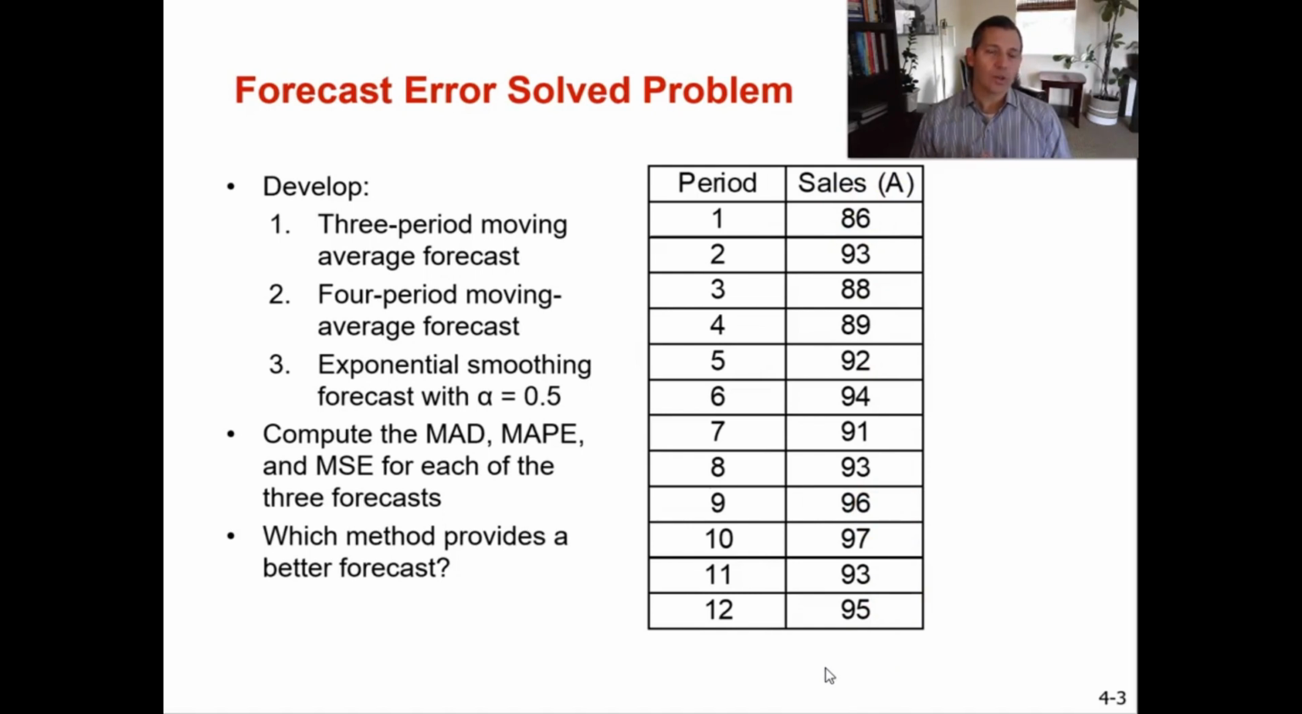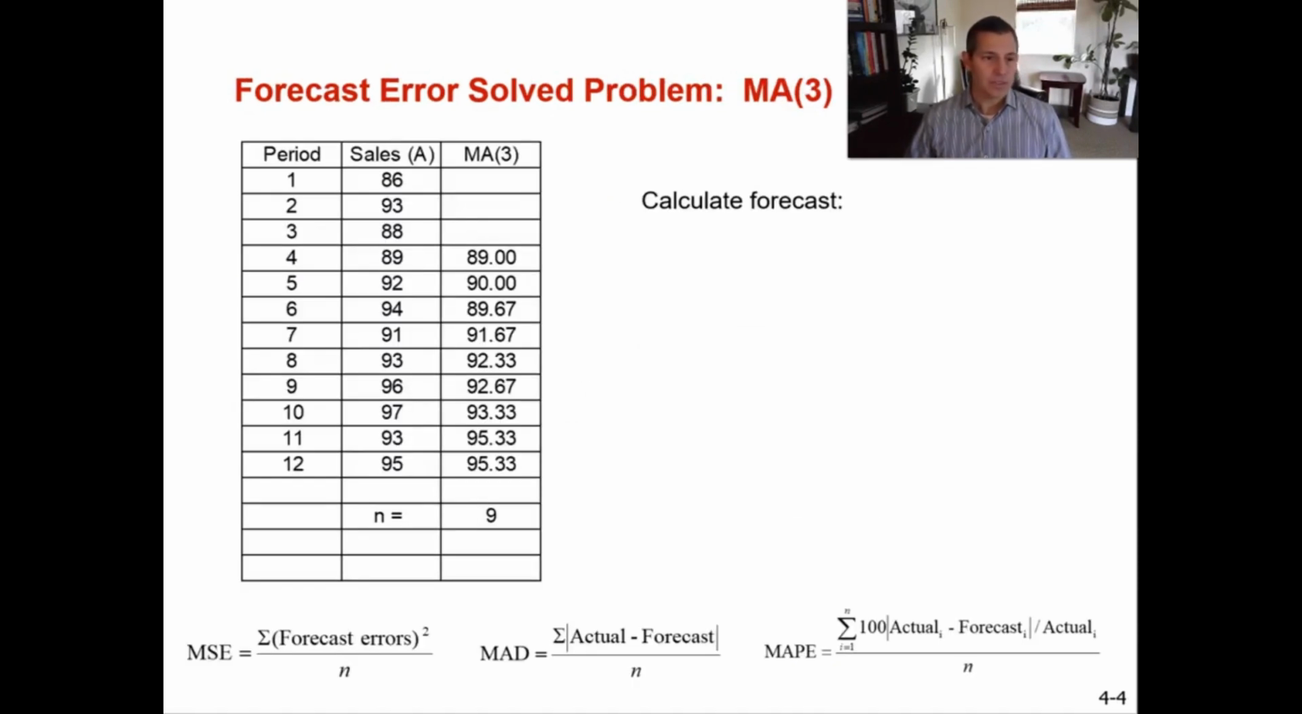I'm not going to spend a whole lot of time walking through how we calculate the 3-period moving average, the 4-period moving average and the exponential smoothing forecast, because we've already done that in the last couple of lecture recordings. But on the very first one, I'll walk through how we calculate the mean absolute deviation, the mean absolute percentage error, and the mean squared error. And on the next couple, I'll go a little faster. So let's dive into doing a 3-period moving average forecast, and we're going to calculate those 3 forecasting error methods.